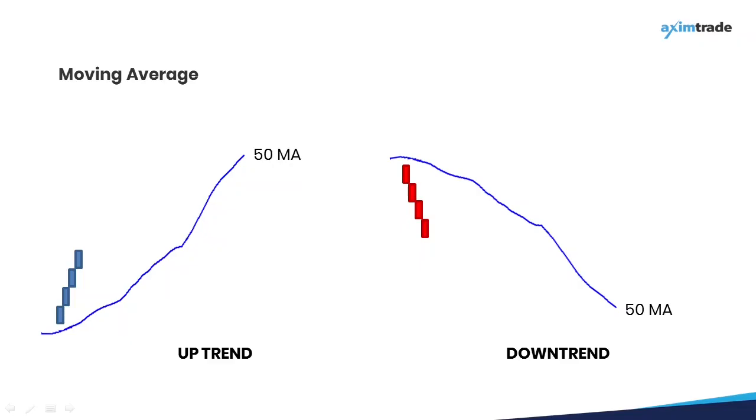And if the current price is below the moving average, it indicates a downtrend and traders are advised to focus on taking short trades.